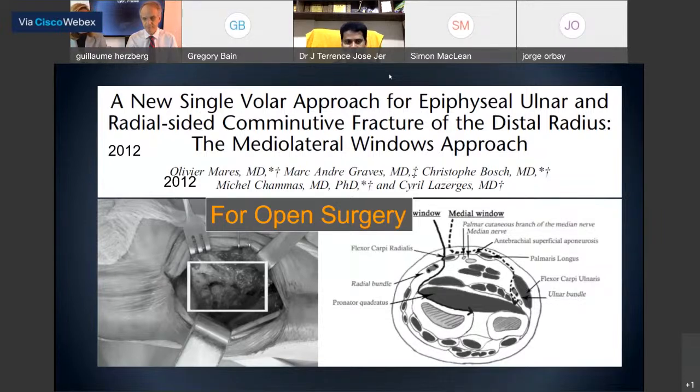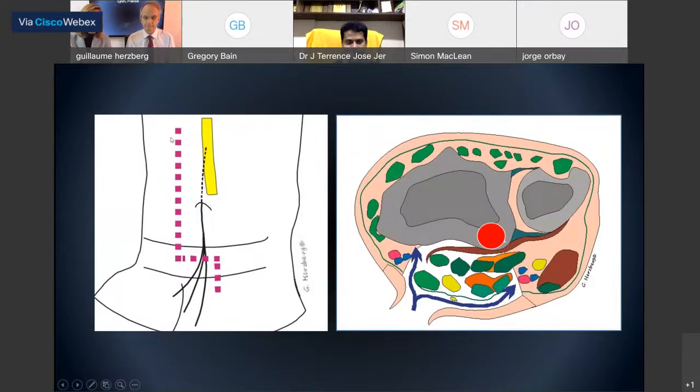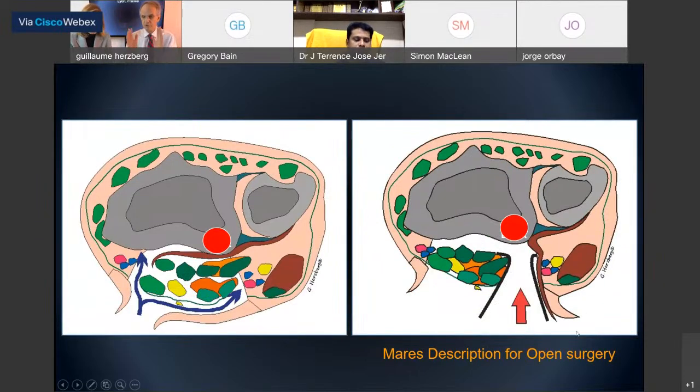So this was described by Dr. Olivier Marais a few years ago, from Nîmes in France. We know him very well. And as you can see here, through the usual Henry approach, you can make a little bit more distal incision or even keep this one. And you can go to the usual aspect of the distal radius, but by going between the flexor tendons and the ulnar pedicle, just under the skin. So just pay attention to the cutaneous branch of the median nerve, and then you can reach the volar rim of the distal radius. You are just in front of it, even if you are under traction.